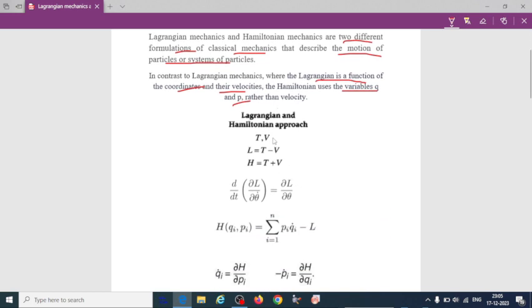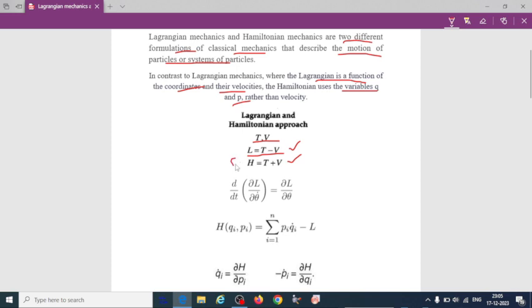In general, we usually represent Lagrangian and Hamiltonian in terms of kinetic energy and potential energy. Lagrangian is the difference T minus V, that is kinetic energy minus potential energy, whereas Hamiltonian is the sum of kinetic energy plus potential energy. We call it the total energy.